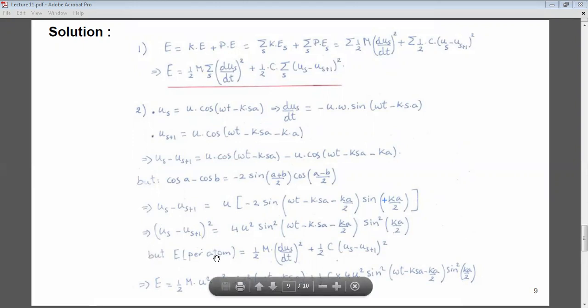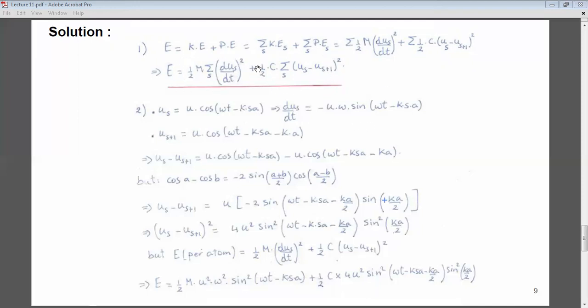But the question is to get energy per atom, so I will not do summation. I will only take that energy per atom is half m dus by dt square plus half c US minus US plus 1 square. Now I will just plug in instead of dus by dt square, where it is, I did the calculation. Yes, dus by dt is u omega sine omega t minus KSA. So square of this will be half m, and dus by dt square is u square omega square sine square omega t minus KSA. This will remain from the kinetic energy.